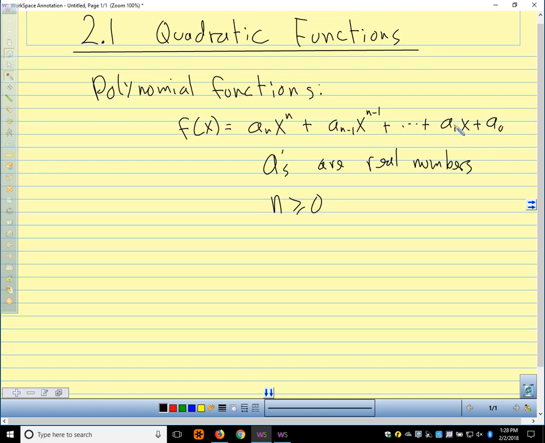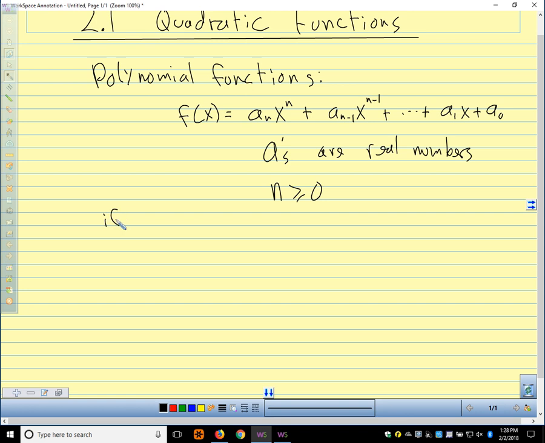So our exponents, our powers of x, are either 0, which makes not a very interesting function, or they're positive. So we have something like 5x to the 5th plus 4x to the 4th minus 3x to the 3rd, etc., etc. That's what we're going to be talking about.